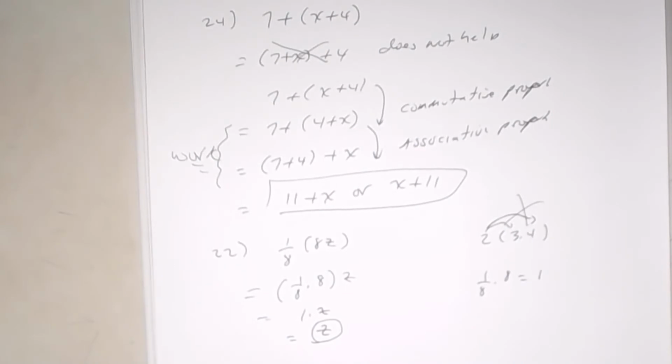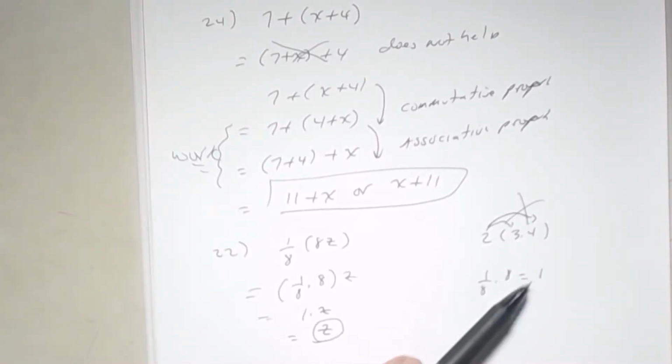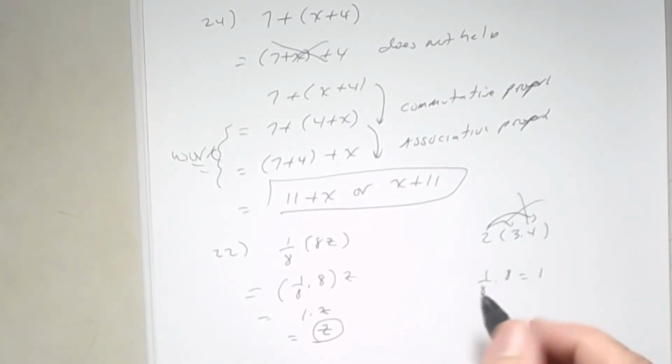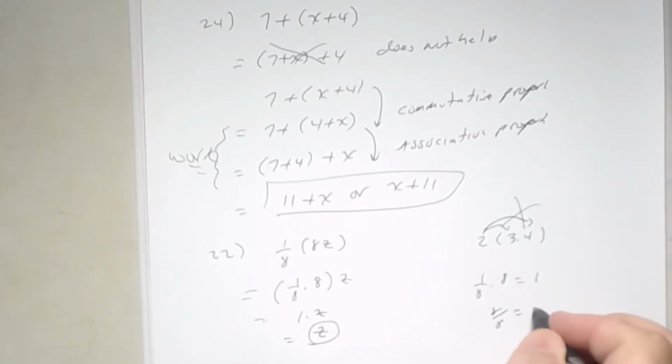Okay? So you have to use the associative property. So instead of associating the last two, you're going to associate the first two. And then 1/8 times 8 is just 1. 1/8 of 8 is 1. You see that because that's really 8 over 8, which is what? 1. And so 1 times z is just z.